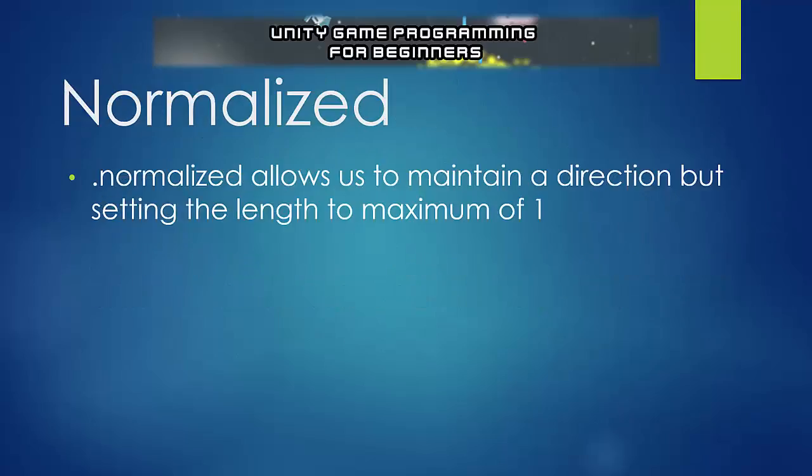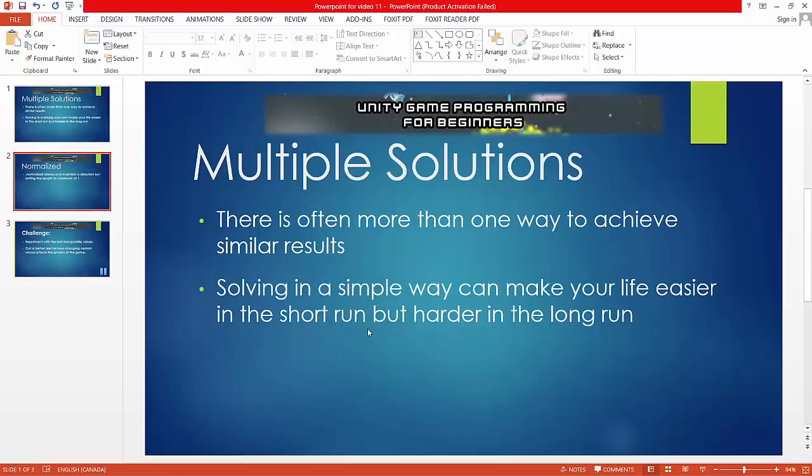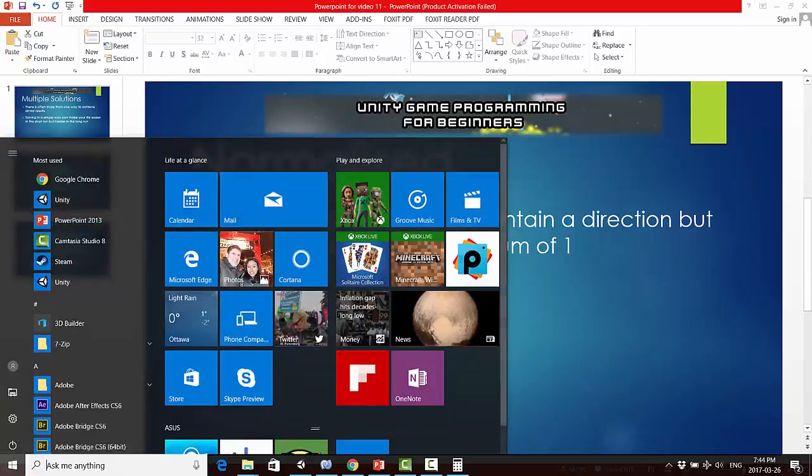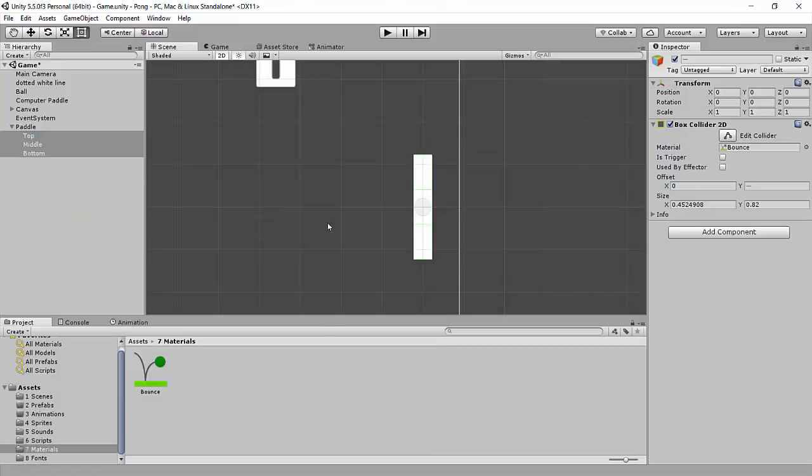So if we go back into PowerPoint, .normalized is another command within Unity that allows us to maintain a direction, but it keeps the length set to a maximum of 1. It's a little bit more of a confusing concept, but it is used. It's one of those things you can use with physics.